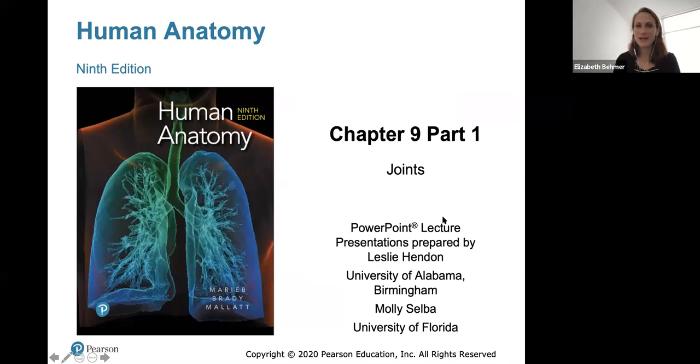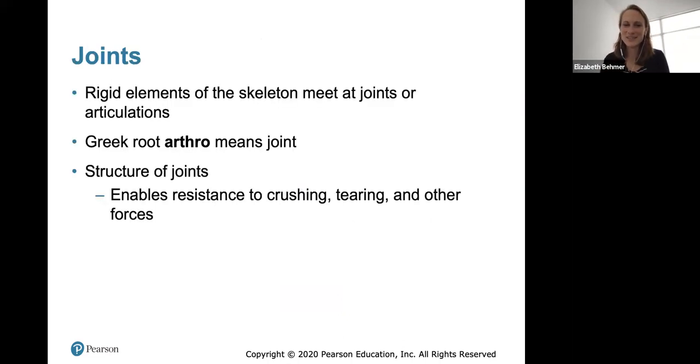This PowerPoint is over 100 slides long, so I'm just going to tell you guys what to study and what I want you to focus on, because I know you have enough going on studying the skeletal system, but we do want to get through joints because they're an important part of the skeletal system.